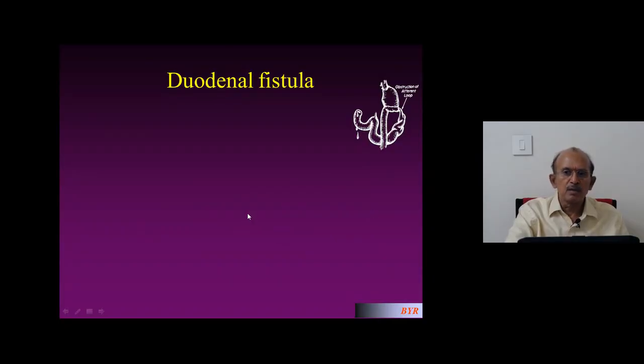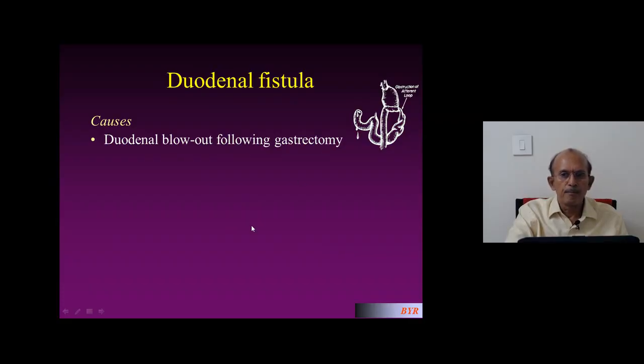Then duodenal fistula. If there is abnormal communication between the duodenum and some other organ or skin, we call it duodenal fistula. Causes: duodenal blowout following gastrectomy operation, and traumatic rupture of the duodenum.